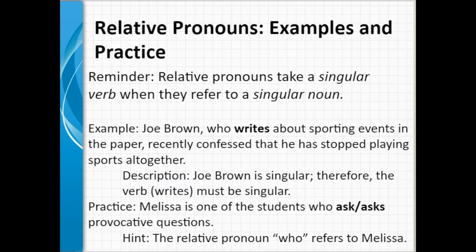Examples. In the example on the screen, the relative pronoun who is referring to Joe Brown. Joe Brown is a singular subject, so the verb writes is used instead of write, which would have been used if the relative pronoun referred to a plural subject. The practice question in this slide might seem difficult, so please notice the hint I left you below.